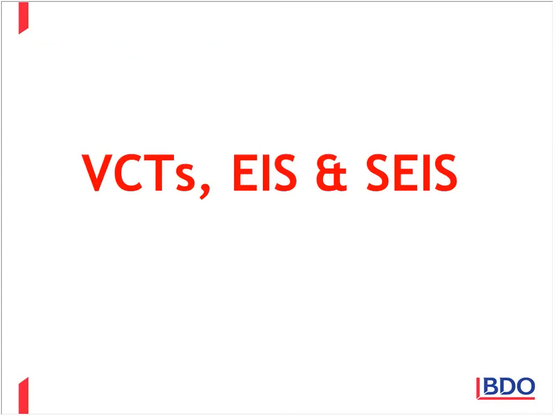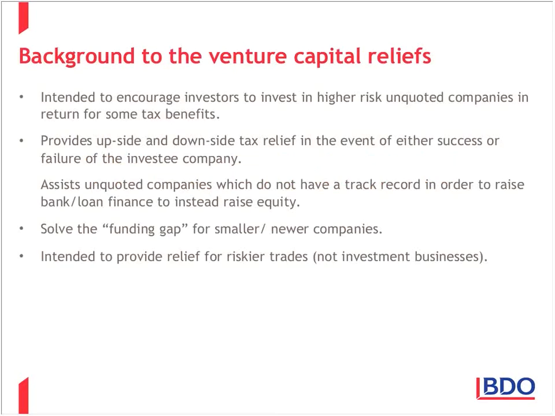Okay, so I'm going to talk about the so-called venture capital reliefs, VCTs, EIS, and seed EIS investments. So first of all, just a bit of background to these reliefs. They were introduced to encourage investors to invest in higher risk, unquoted companies in return for some tax benefits, and in particular for an upfront income tax relief on the investments that are made. And there are also upside and downside tax protections as well in the event of the success or failure of the company, which we'll talk about a little bit later.